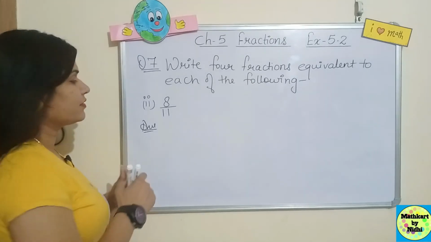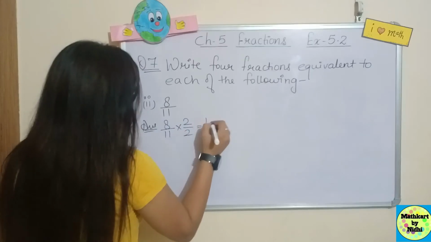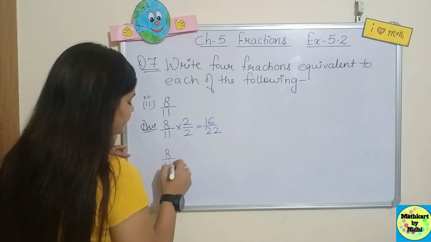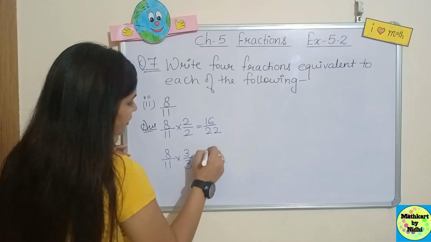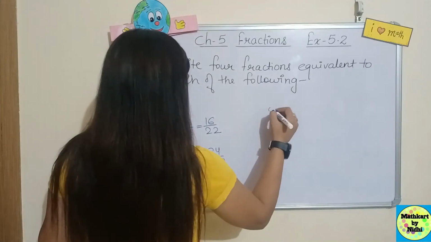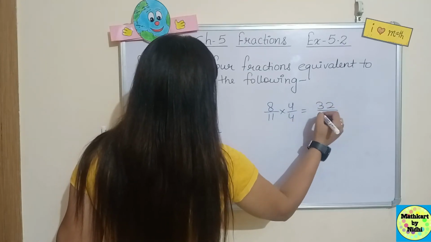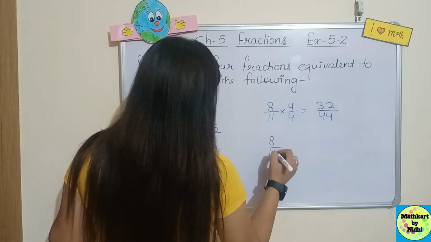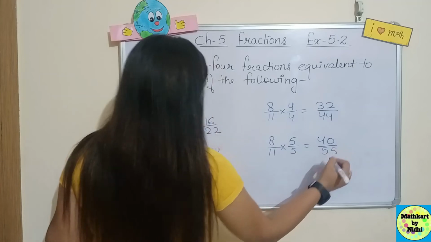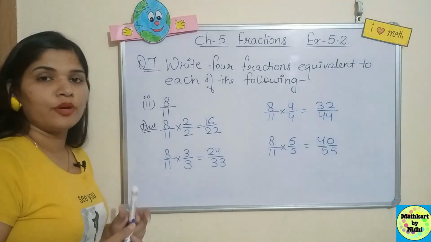Second part is 8 upon 11. So here I am multiplying first of all by 2. 8 2s are 16 and 11 2s are 22. Then I am going to multiply by 3. 8 3s are 24 and 11 3s are 33. Then I am going to multiply by 4. 8 4s are 32 and 11 4s are 44. Then I am going to multiply by 5. 8 5s are 40 and 11 5s are 55. So these are the equivalent fractions: 16 upon 22, 24 upon 33, 32 upon 44 and 40 upon 55.